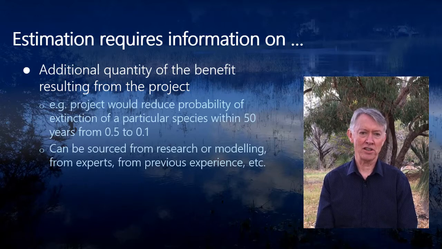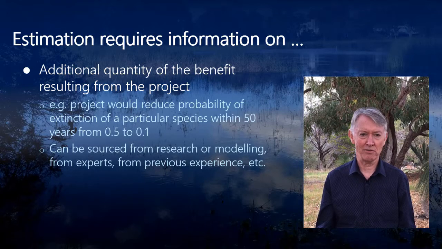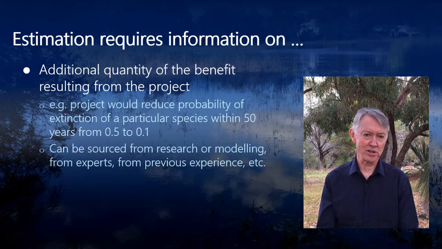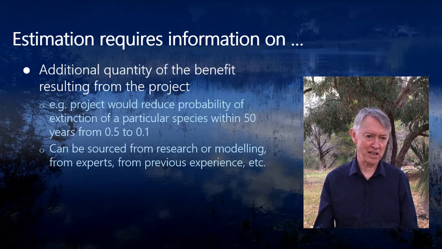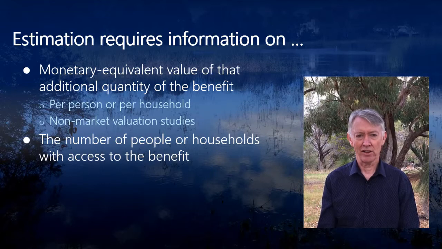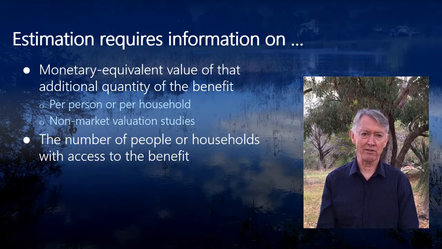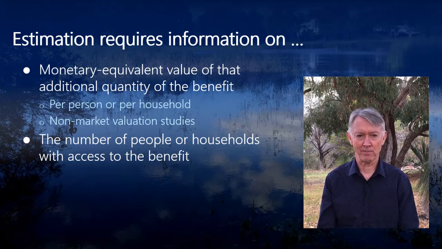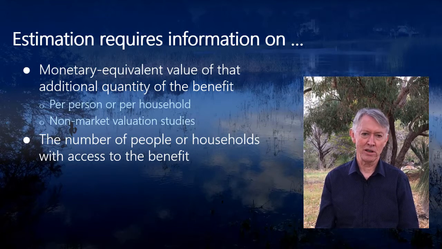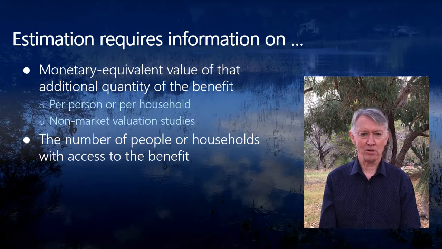One is that you need to know the additional quantity of the benefit that results from the project. For example, a project might reduce the probability of extinction of a particular species within 50 years from 0.5, or 50%, down to 0.1, or 10%. This information could be sourced from research or modelling, or from experts making judgments, from previous experience, and so on. As well as that though, you need to be able to quantify the monetary equivalent value of that additional quantity of the benefit. And that could be expressed per person, or per household, or some other unit. And you need to get these from non-market valuation studies.